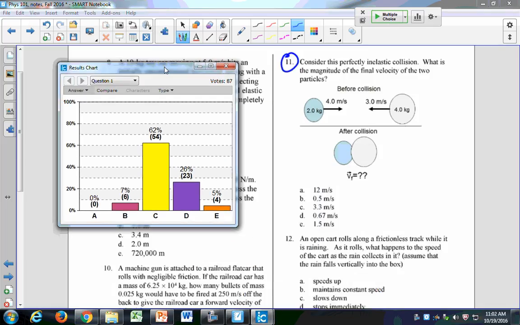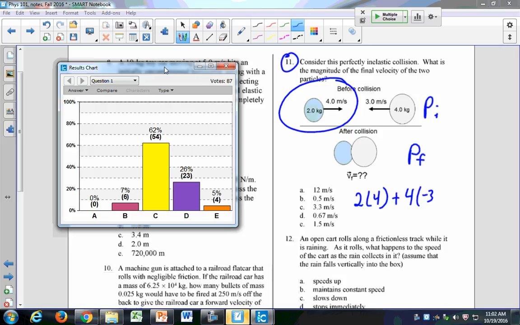Okay, good. Let's see. I'm pretty sure C is right. You got to be careful with your signs on these problems. That's where students are going to mess up, are the signs. So I do my initial momentum here, and it'll equal my final momentum. My initial momentum is this times this. That's 2 times 4, plus 4 times -3, because notice this is moving in the negative direction. And then that's going to equal 2 plus 4, the total mass, times VF. So that's 8 minus 12, that's -4 divided by 6.